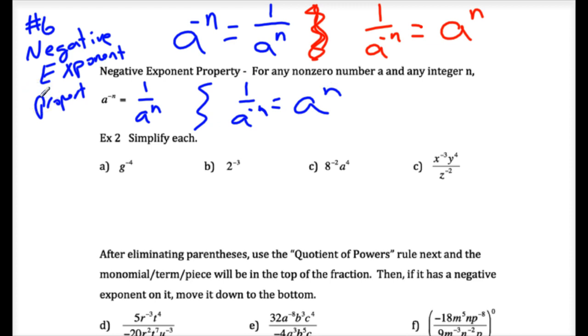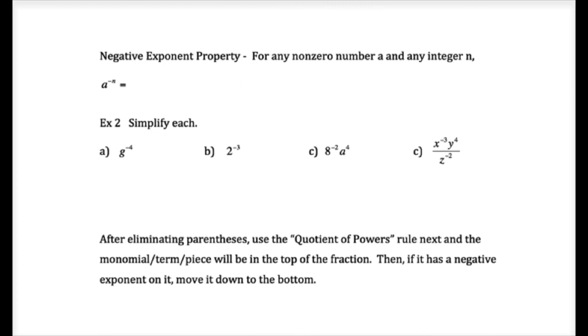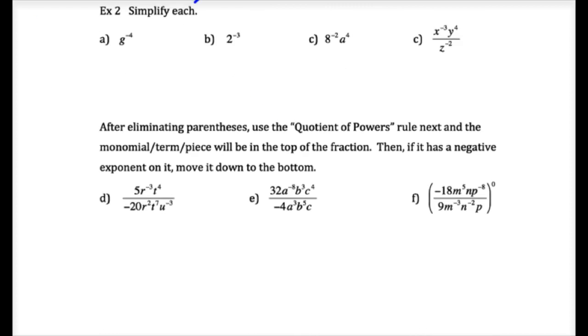This is tough stuff, especially when we get to these bottom ones, but we can do it. We're doing great. For example, g to the negative 4th is 1 over g to the 4th. Remember, drawing the arrow seems to help kids.